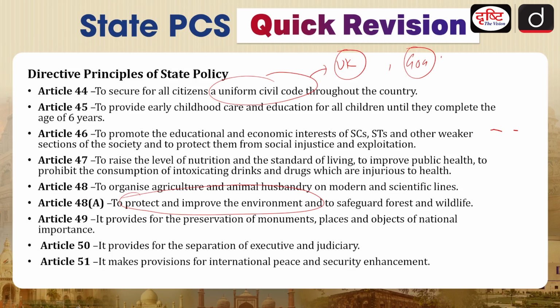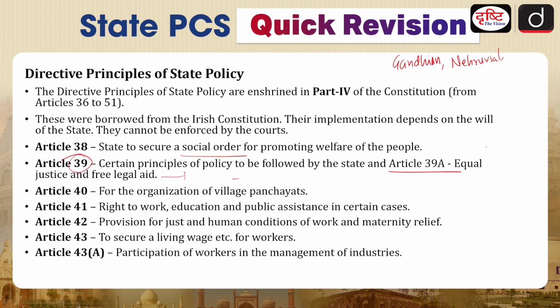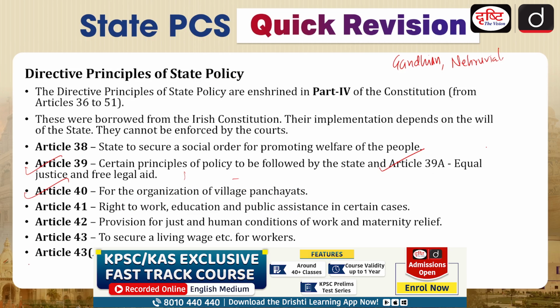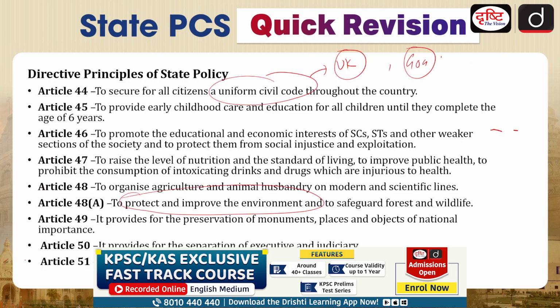Article 50 is talking about separation of the executive and judiciary. Article 51 is talking about promotion of international peace and security. Now these are certain articles which you have to go through. If you talk about the articles which are important, here you can see Article 39 is important, 39A is important, 40 is important, and Article 44 is important.